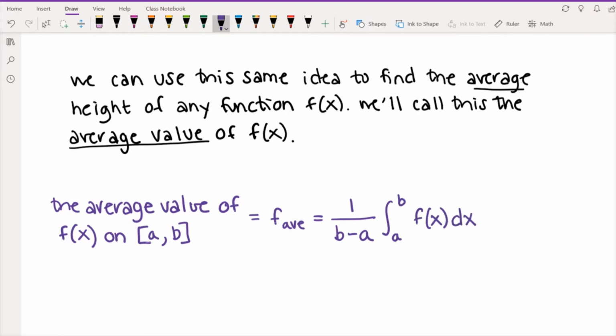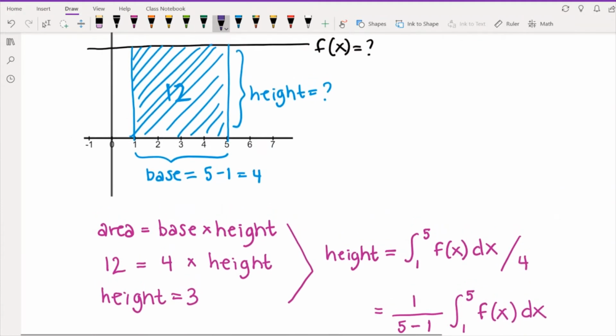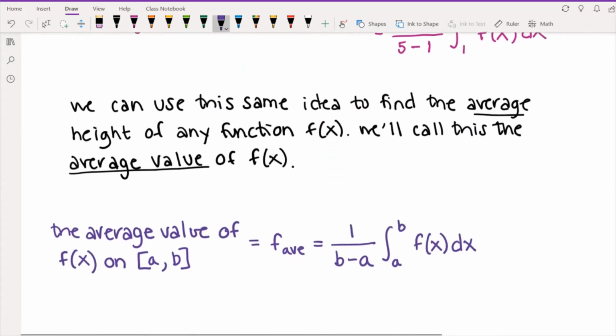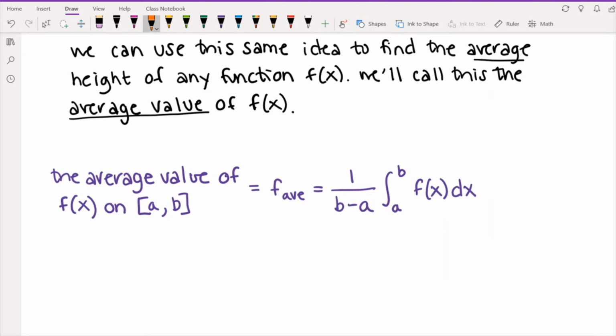So again, where does this come from? If you are ever having trouble remembering this formula, go back to this idea of a rectangle. If you have a rectangle and you're looking for the height, you do the area divided by the base. And the area is this part. And dividing by the base, that's this part. And so that's basically what we're doing. We're just doing it in a case where now we don't have a rectangle anymore.